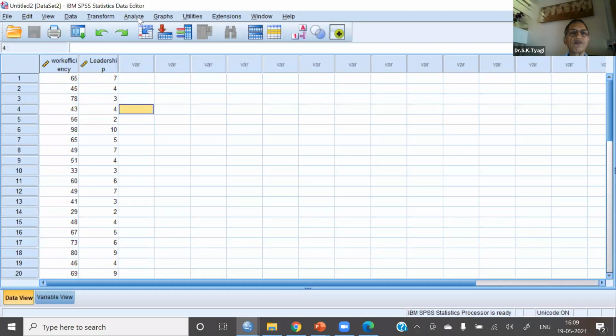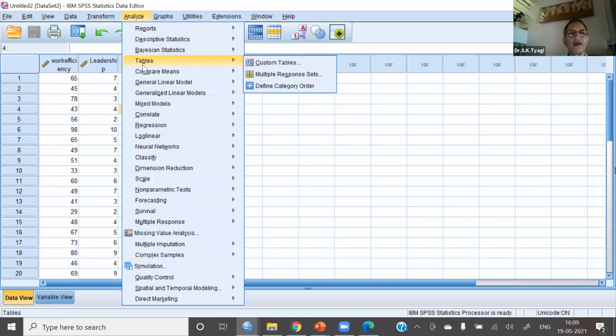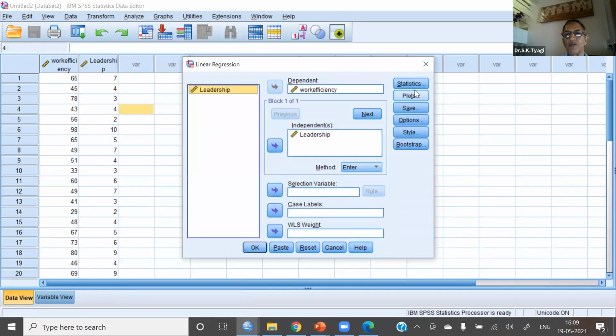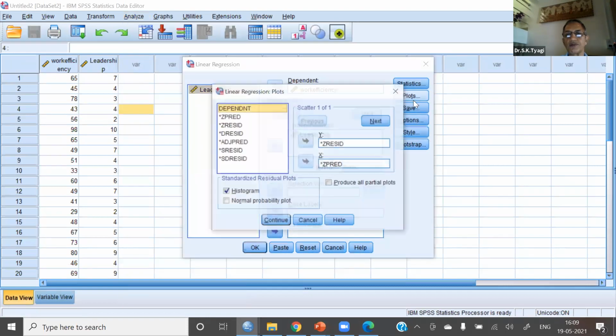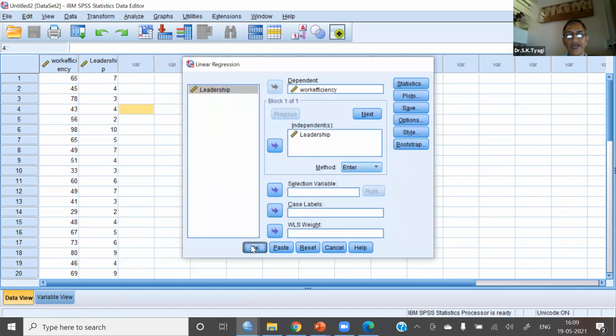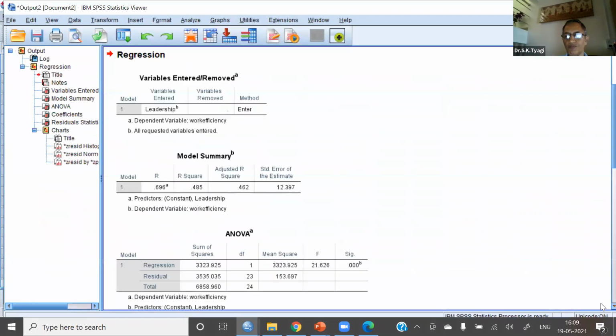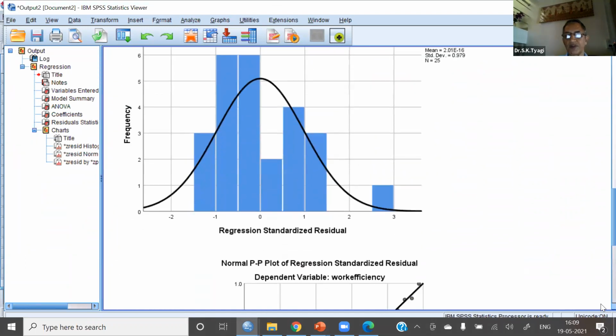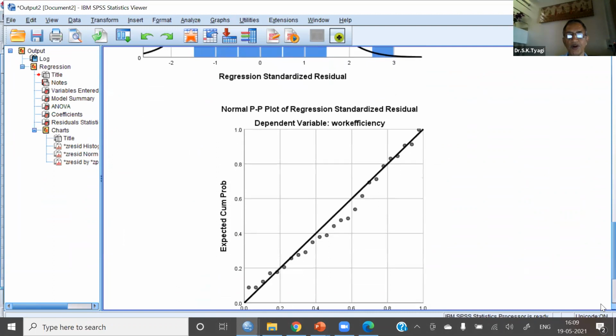Let me once again try: analyze, regression, linear, plots. Okay, the normality plot option was not checked. So this time hopefully this is the PP plot.